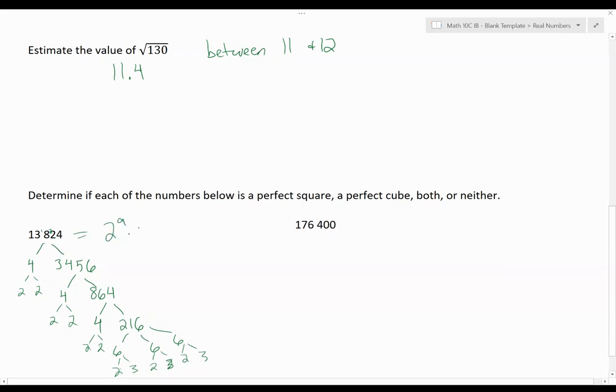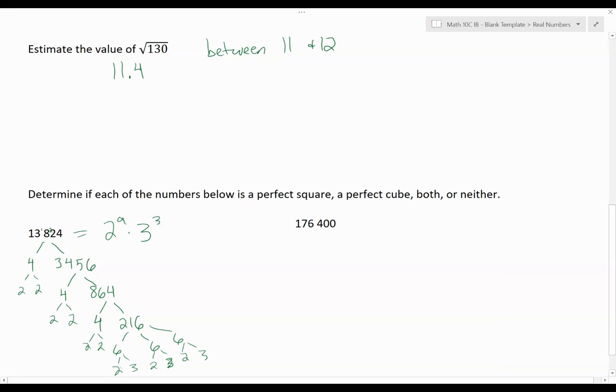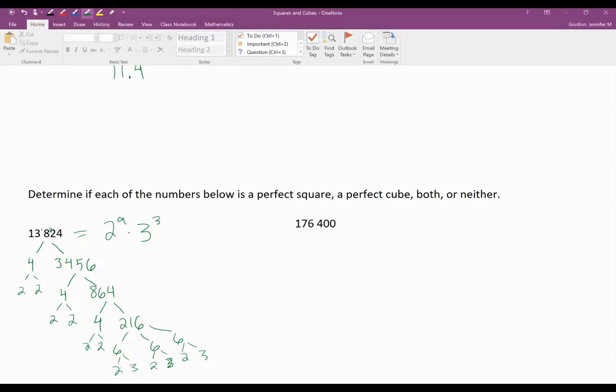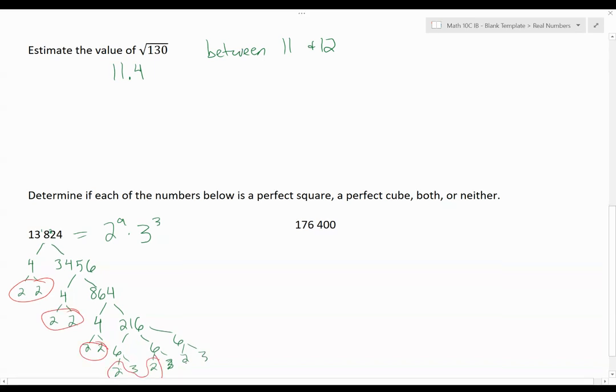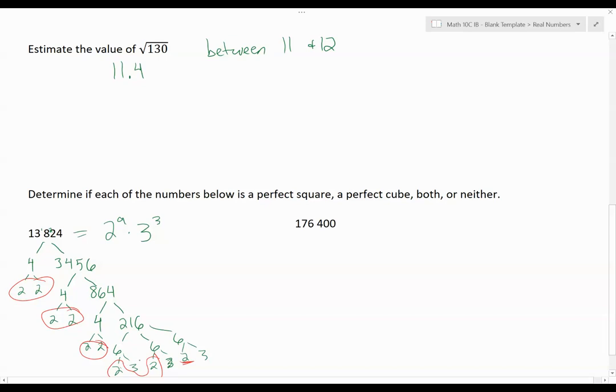And I have 3 to the power of 3. So notice the exponents now. 2 to the power of 9 is not an even number of 2's. In other words, I can't pair up the factors of 2. I can have a pair, a pair, a pair, a pair, but then I've got an extra. And a pair of 3's, but an extra. So this is not a square.